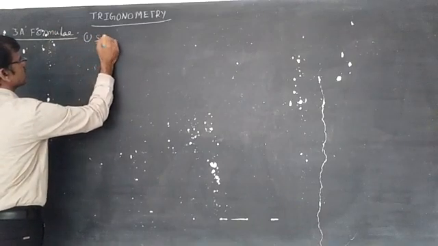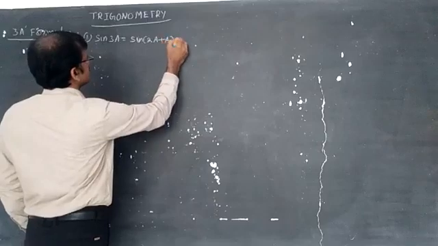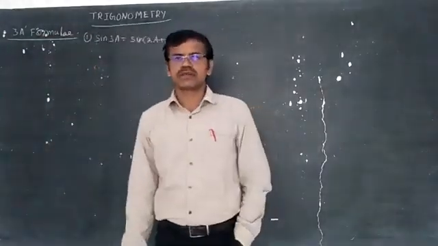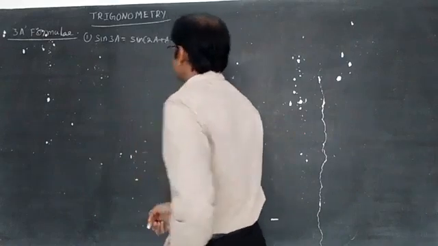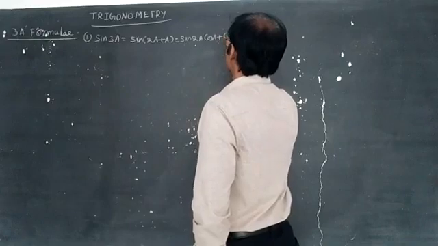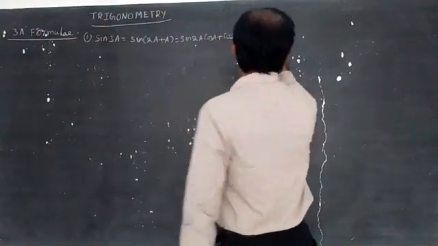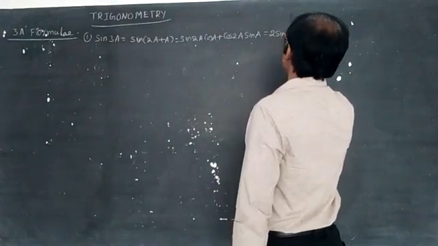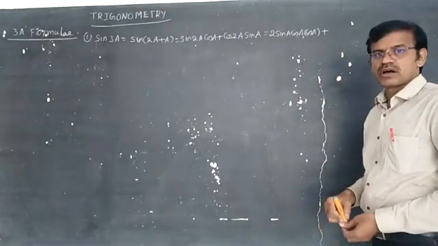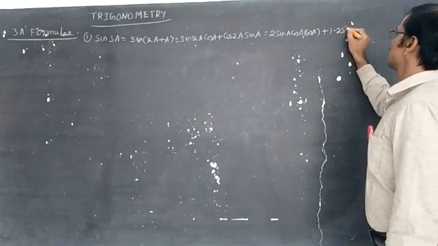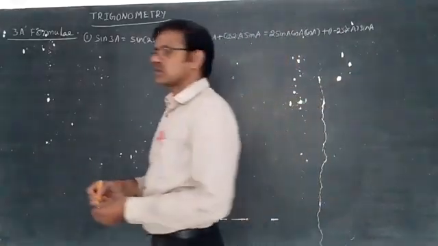First one, sin 3A. This sin 3A can be written as sin of 2A plus A. Observing the compound angle formula, sin of A plus B equals sin A cos B plus cos A sin B. So sin 3A is sin 2A cos A plus cos 2A sin A. That is equal to sin 2A formula, 2 sin A cos A, into cos A, plus cos 2A formula, 1 minus 2 sin square A, into sin A.